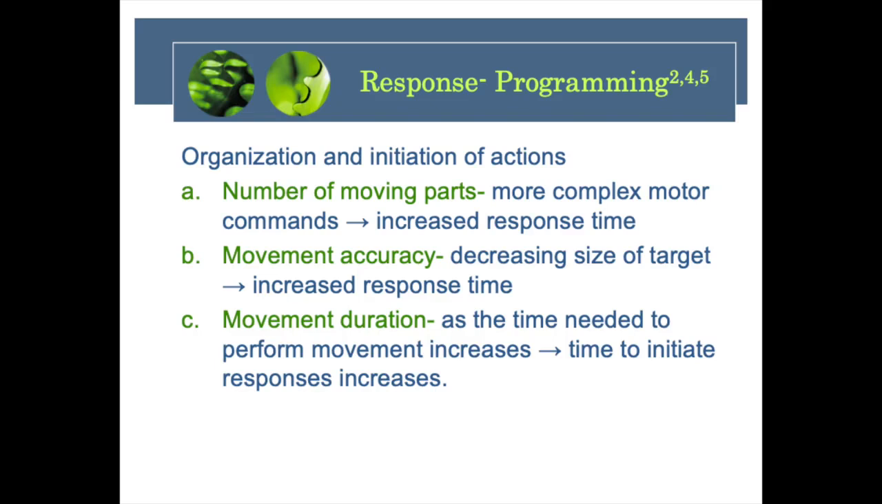The third thing that affects response programming is movement duration. So if you need more time to do the movement, and/or if the movement needs frequent timing put into it, so you have to delay and then start and then delay and then restart, or time exactly what you're doing to meet something else, that's also going to increase the response time that you need. So the third step, response programming, has three parts: number of moving parts, the movement accuracy, and the movement duration. All of those characteristics affect response programming.